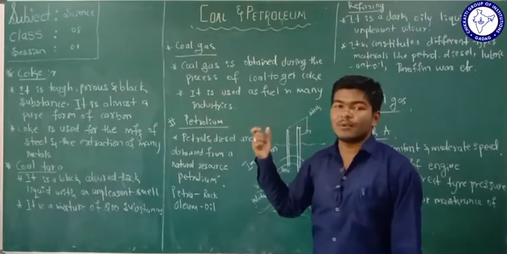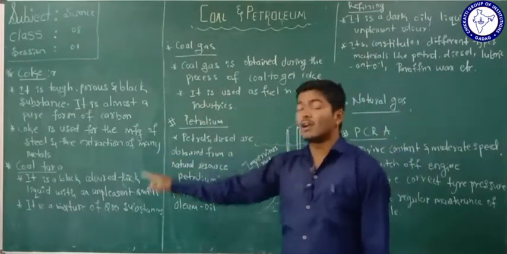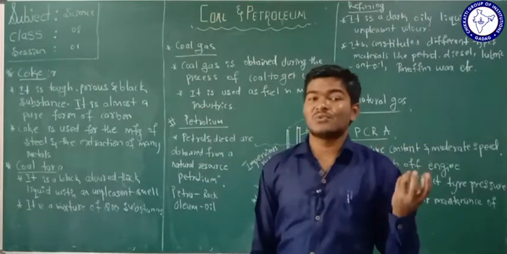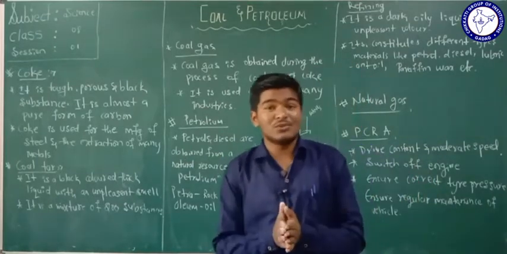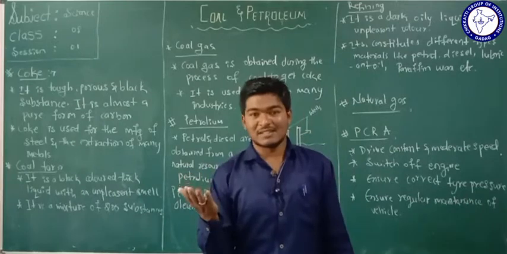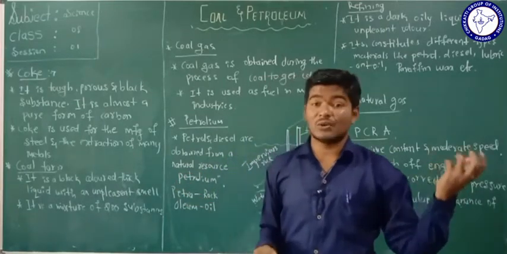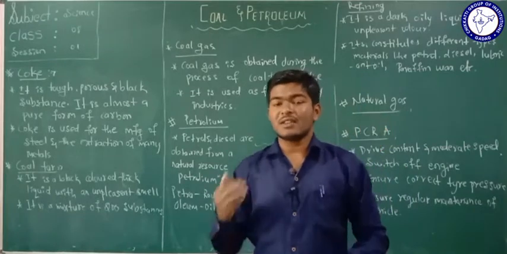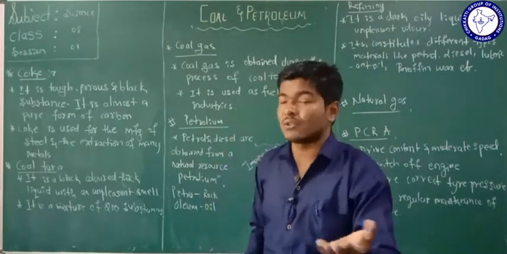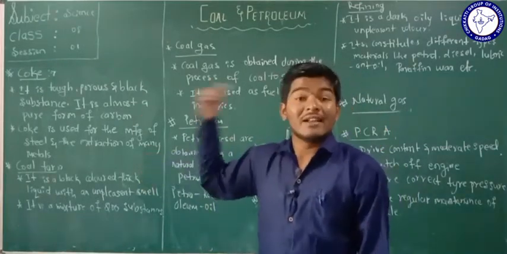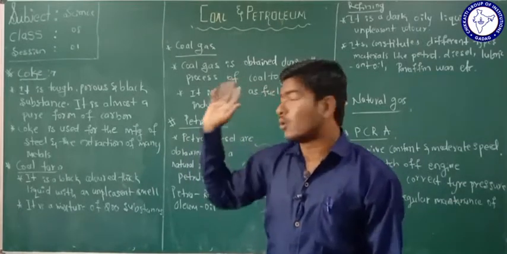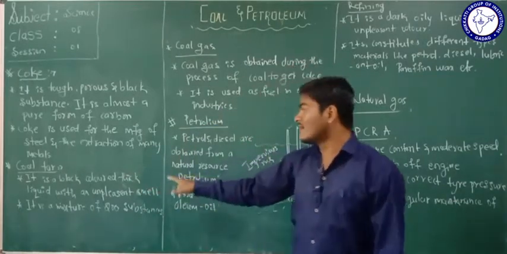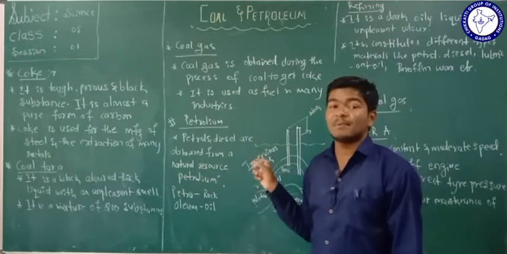Then another important product of the coal is the coal tar. The coal tar is very familiar. Coal tar is used to make roads, isn't it? The black colored liquid-like substance which we see, which is utilized to make the roads, is the coal tar. That coal tar is obtained from the coal. It is a black colored thick liquid with an unpleasant smell.